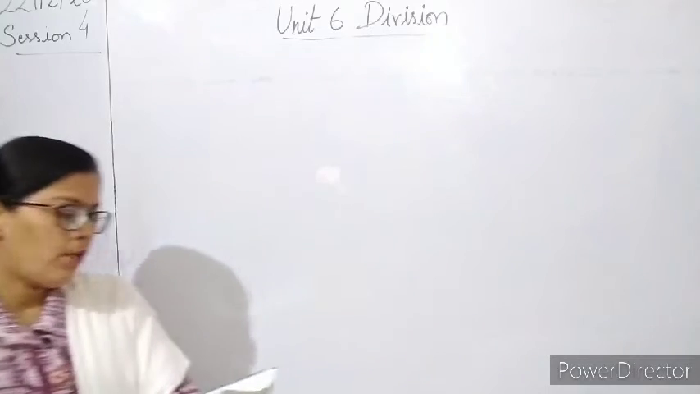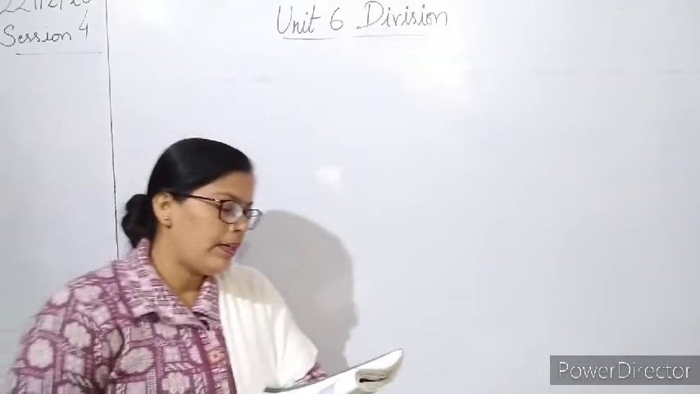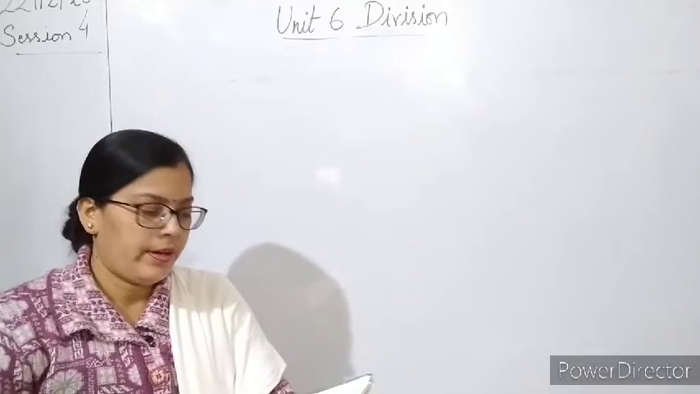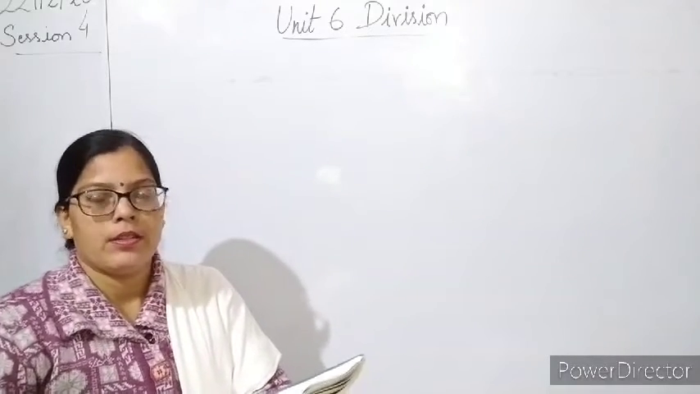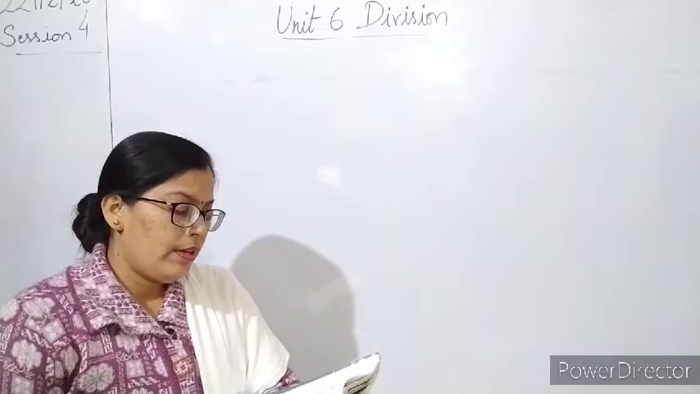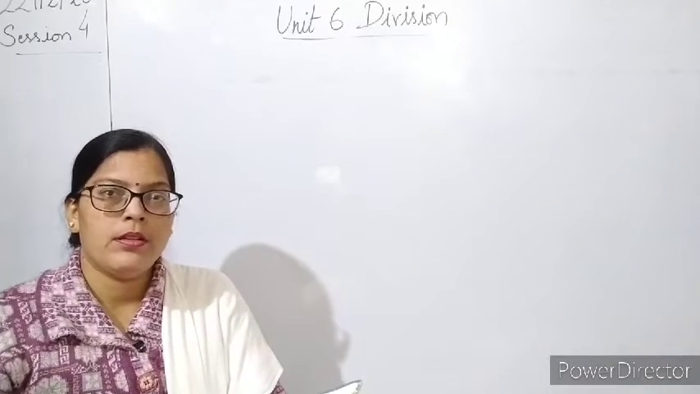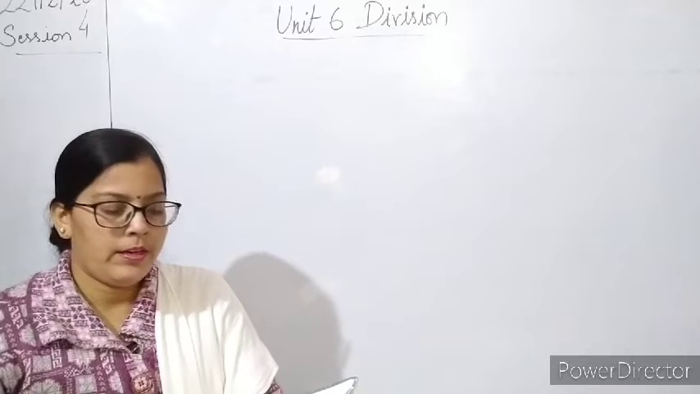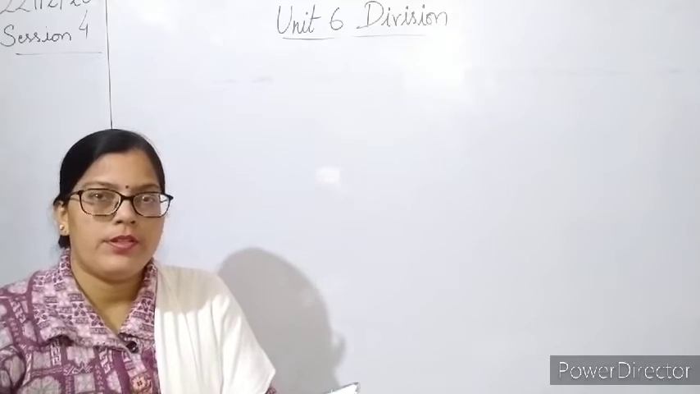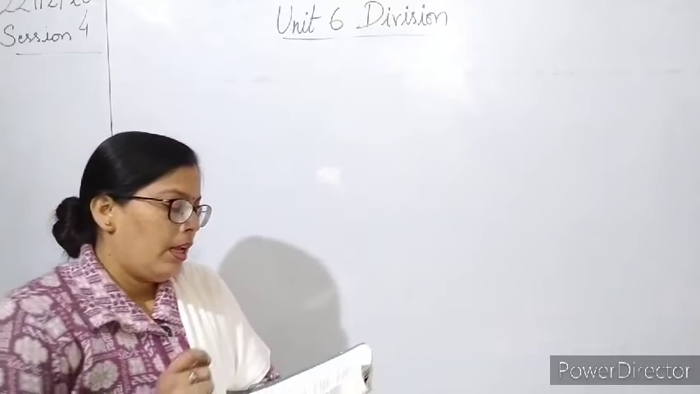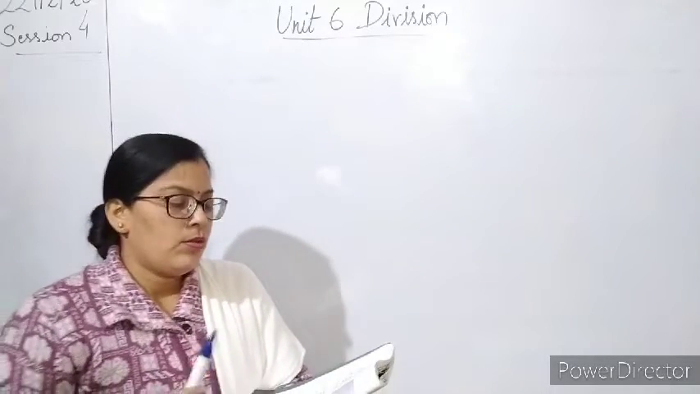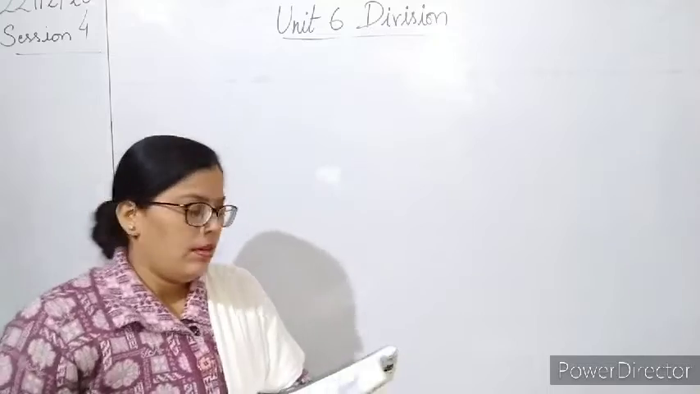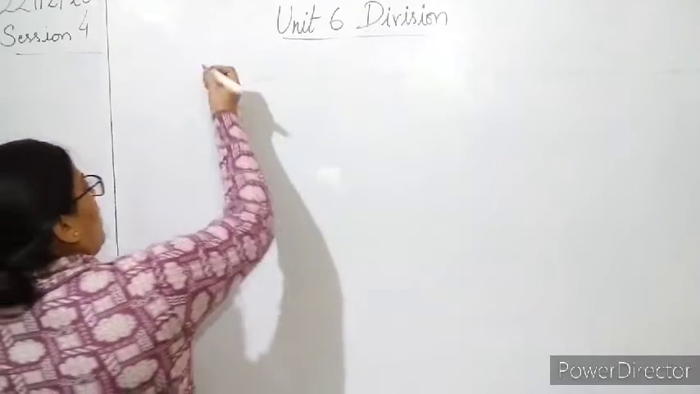So the first question is, 49 cookies are equally divided among 7 children. How many cookies will each child get? Here the number of items is 49, the total number of items, so that is our dividend. Now the number of groups is 7 children, so that is our divisor. How will you write this in the long division method?